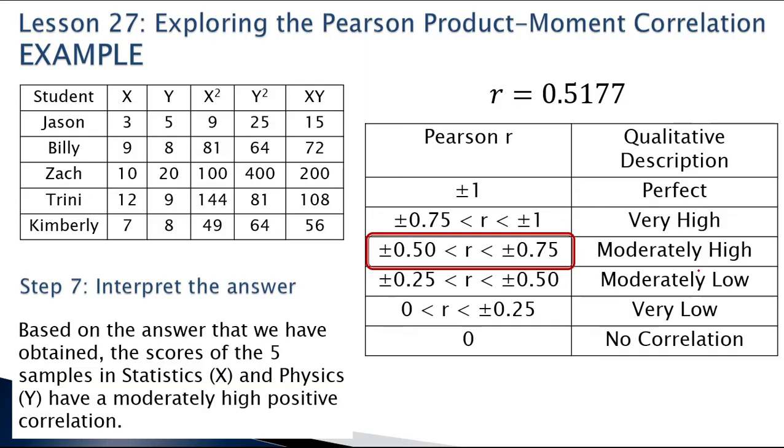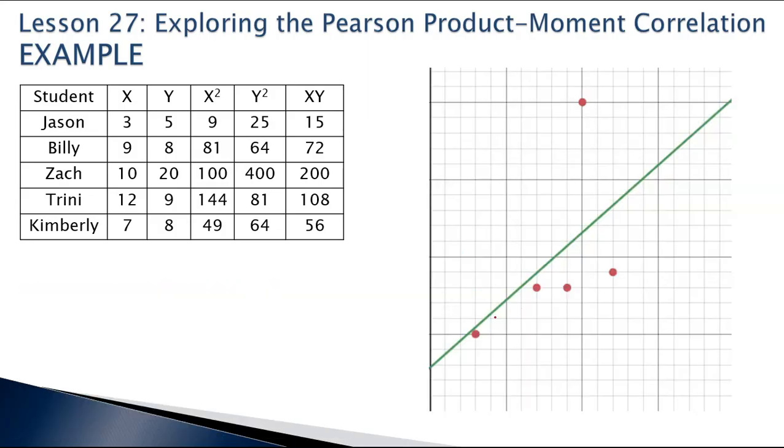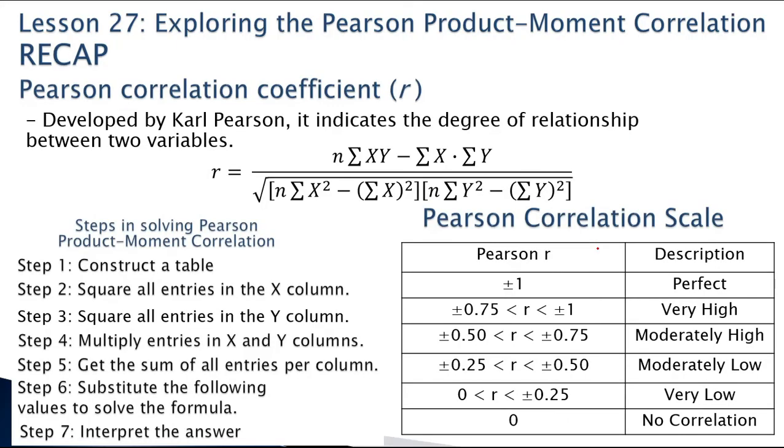Kuha ba? Okay, good. Ito yung kapag drawing nyo yung scatter plot niya, ganito yung magiging labas niya. Moderately high positive. So, alam natin kapag positive, pag ganito yung direction niya. Now, let's have a recap of what you just have learned. So, Pearson correlation coefficient. Yan yung formula. Ito yung correlation scale. At ito yung mga steps. Kuha ba? Okay, good. Practice na tayo.